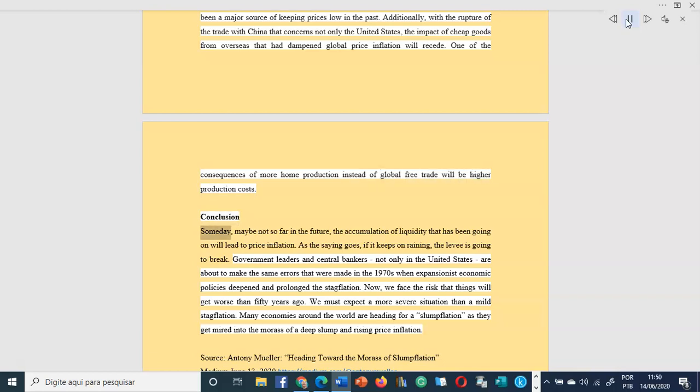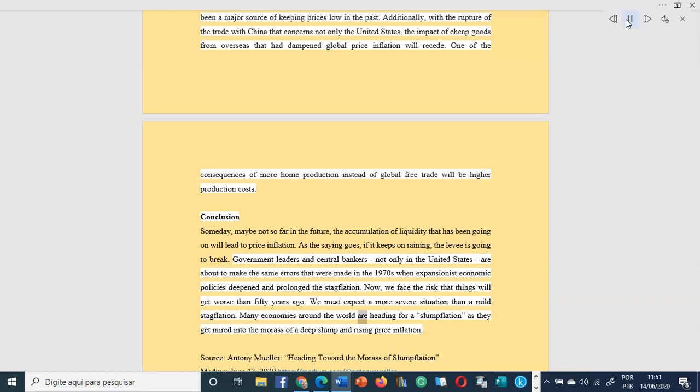Conclusion. Someday, maybe not so far in the future, the accumulation of liquidity that has been going on will lead to price inflation. As the saying goes, if it keeps on raining, the levee is going to break. Government leaders and central bankers, not only in the United States, are about to make the same errors that were made in the 1970s when expansionist economic policies deepened and prolonged the stagflation. Now, we face the risk that things will get worse than 50 years ago. We must expect a more severe situation than a mild stagflation.